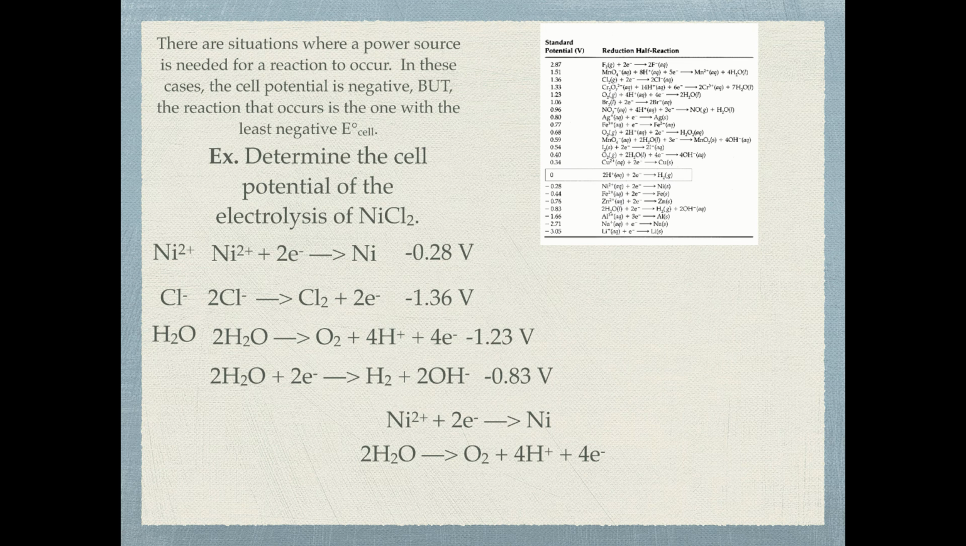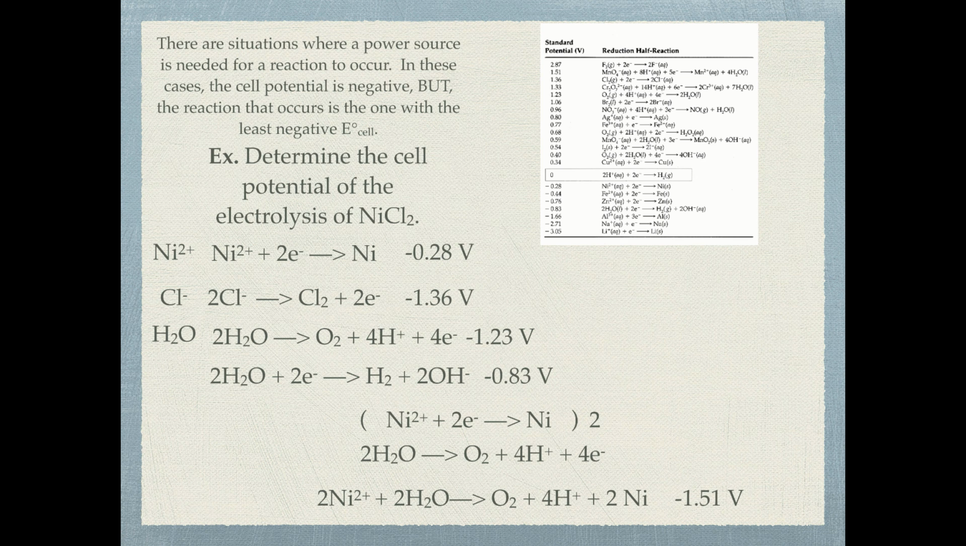Now I just need to balance these and add them together. I have to multiply the nickel by 2, and then add my reactions together, and that is my redox reaction. Then I'm going to add together the cell potentials. I have negative 0.28 from nickel and negative 1.23 from the water. And so what you end up getting for your final answer is negative 1.51.